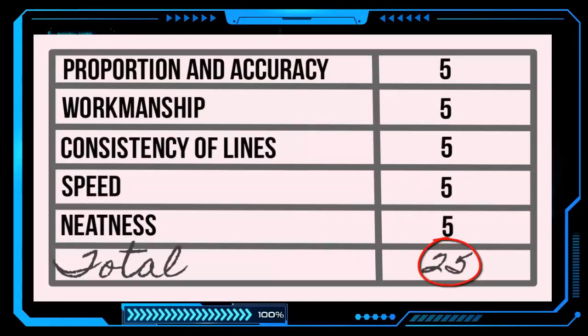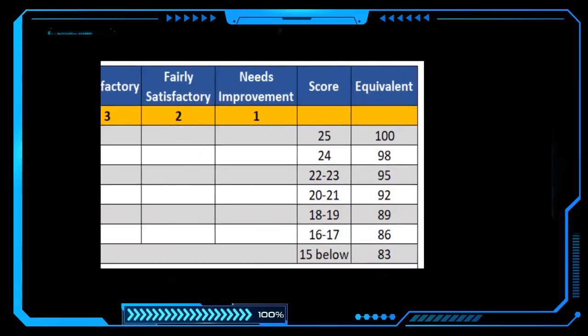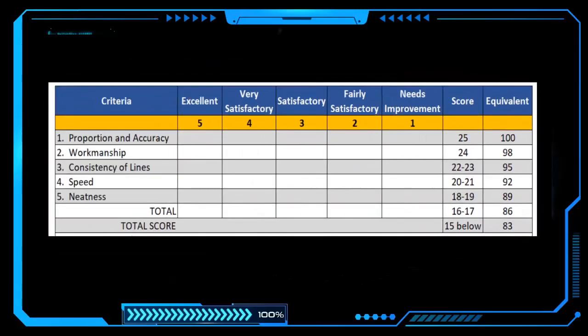The equivalent grade of your acquired score is as follows. 25 points is equal to 100, 24 is equal to 98, 22 to 23 is equal to 95, and so on. I hope you work well in your output so you can get a good grade.